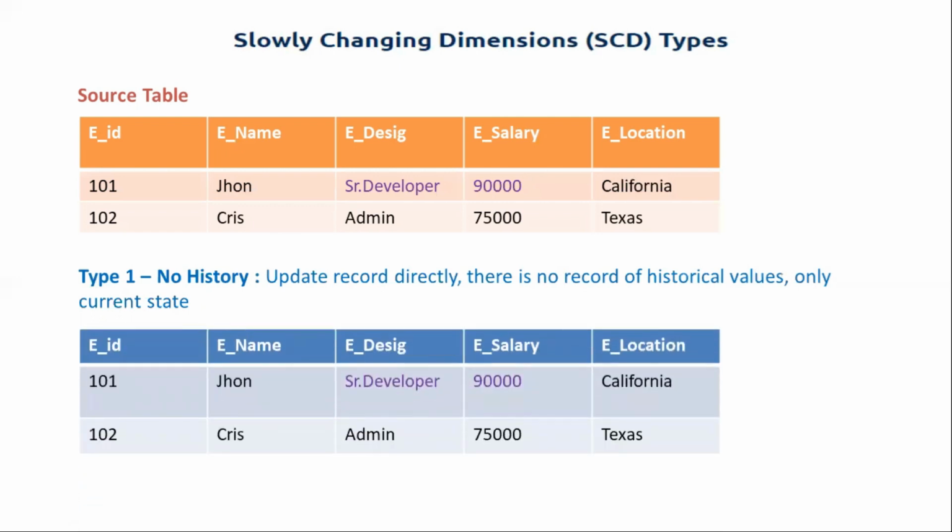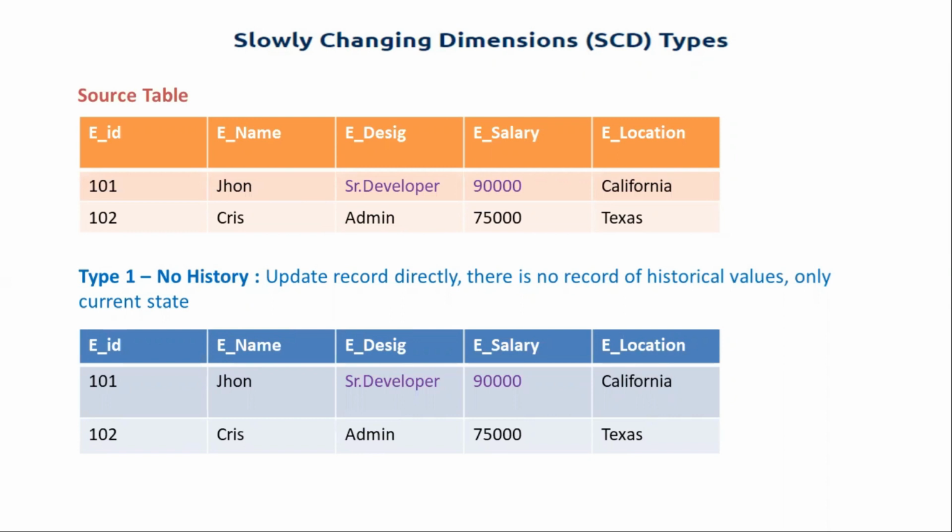That means, if you see the second table on the screen, we have updated the first record with the latest data, whichever is available in the source table. That is senior developer and 90,000. The rest of the records remain the same because there is no change at all. Okay, this is what type 1 is.